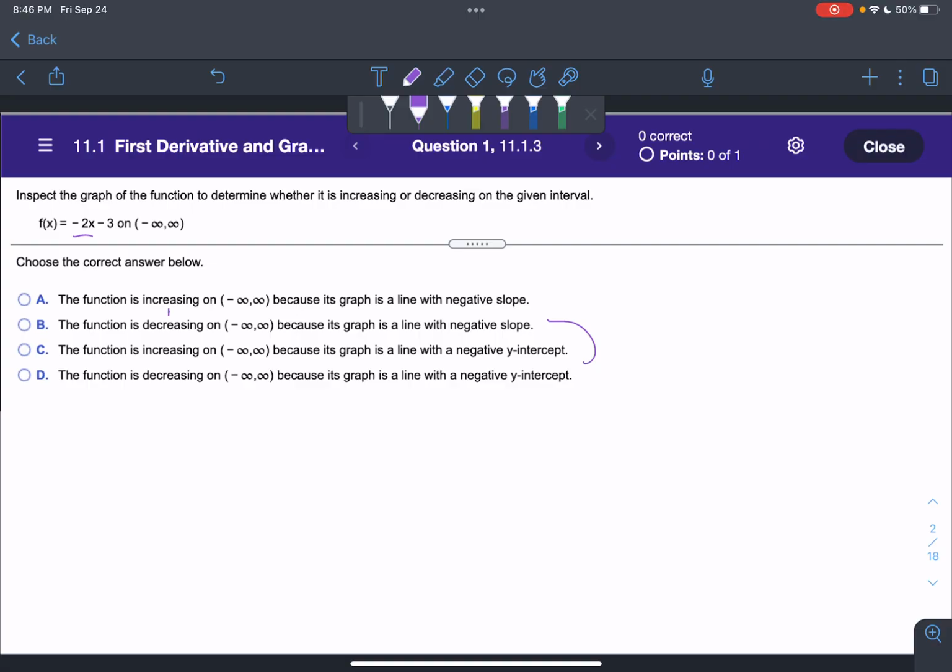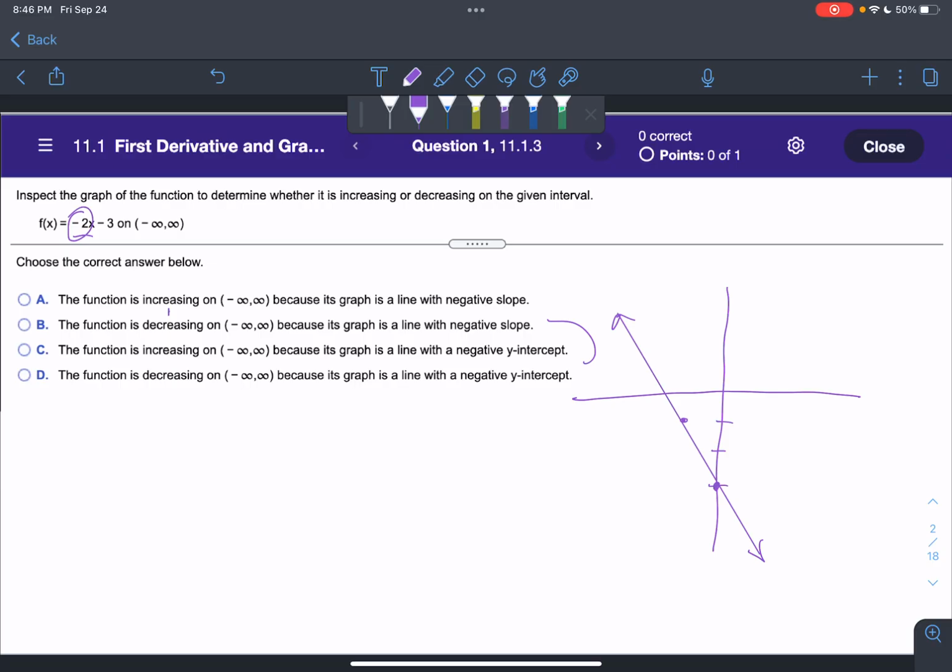A good thing to do whenever you have one of these types of problems is just start out with a graph and see what it looks like. Put it in the graphing calculator, or if you know what this looks like. So let's see, it has a y-intercept of -3, and then it has a slope of 2. So it should look something like this. All right, so it's going to be a line, and it appears to be increasing.